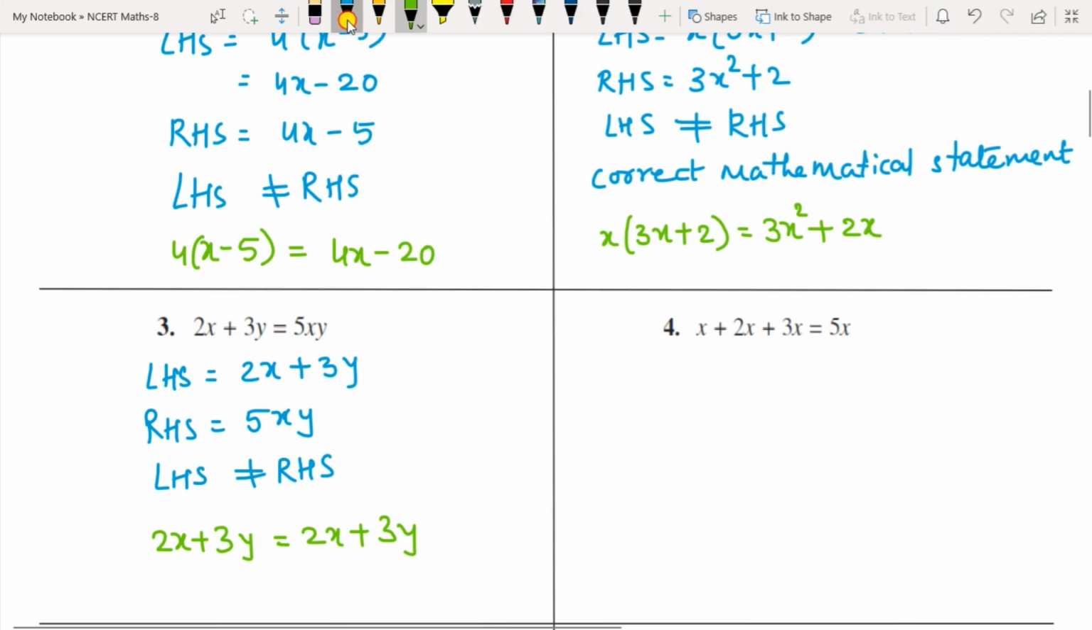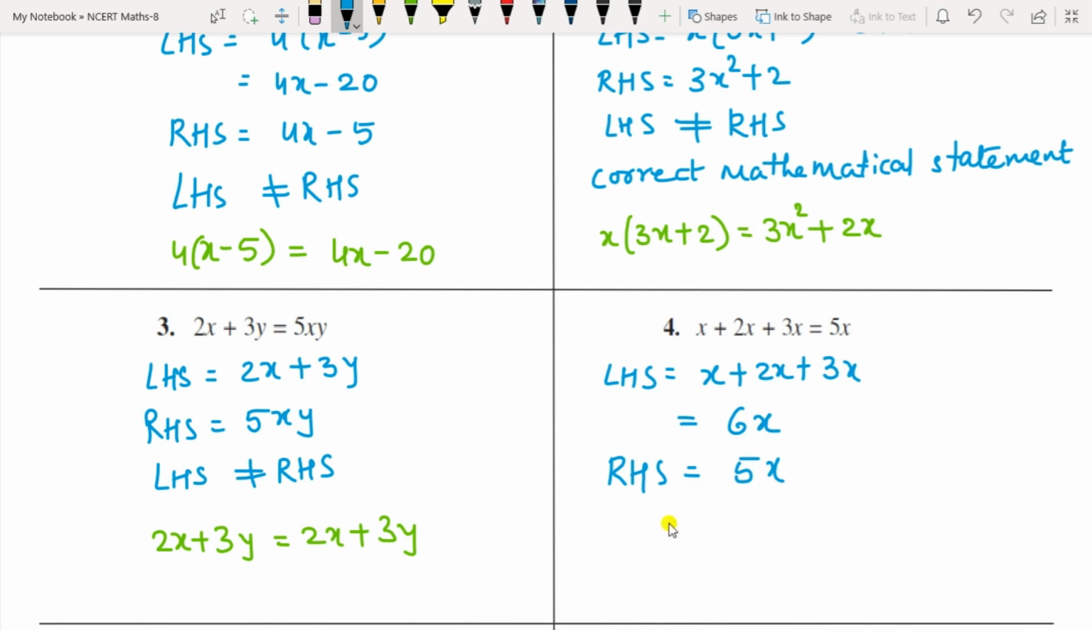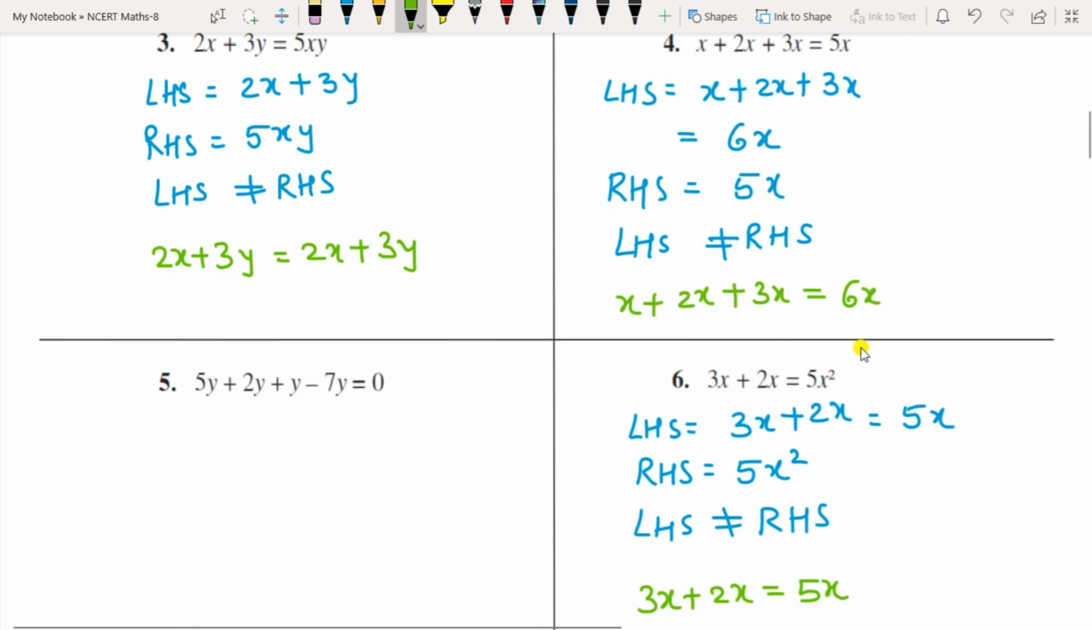Here now LHS is x plus 2x plus 3x. So these are all x, like terms, so you can add them. So 3, 4, 5 and 6. So the answer is 6x. But RHS is given as 5x, which is not equal. So LHS is not equal to RHS. So the correct statement should be x plus 2x plus 3x should be equal to 6x and not 5x. So the one I have written in green is the correct statement.